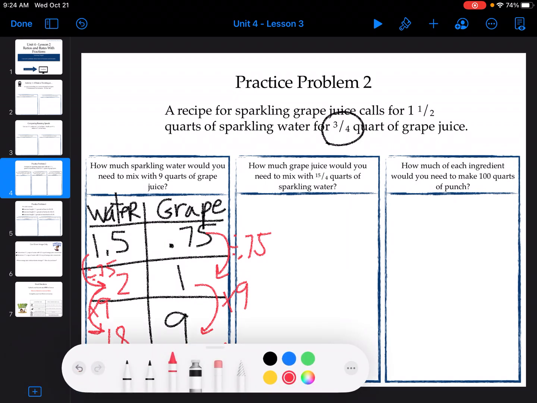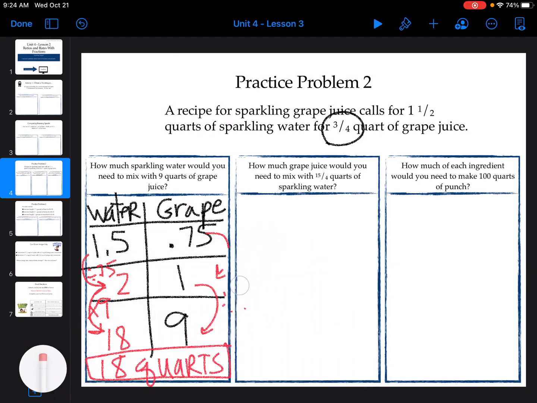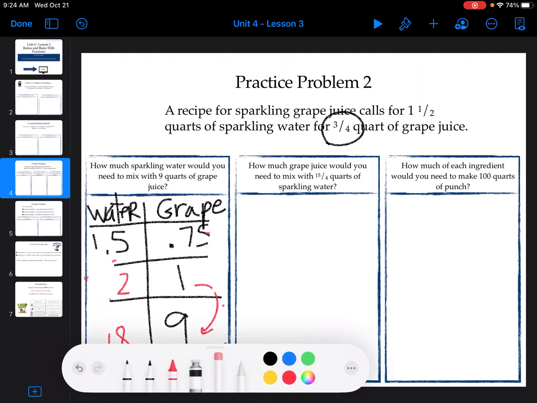So I need 18 quarts of water. I'm going to erase this junk out of the way for right now. All right, so now they're giving me another one. They want to know how much grape juice you would need to mix with 15 quarts of sparkling water.